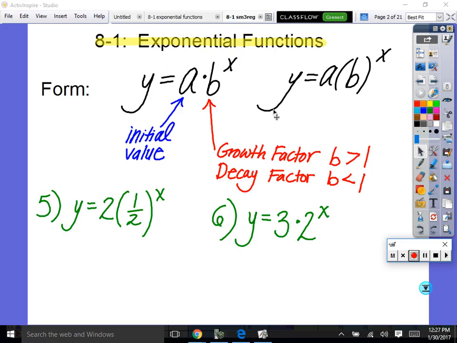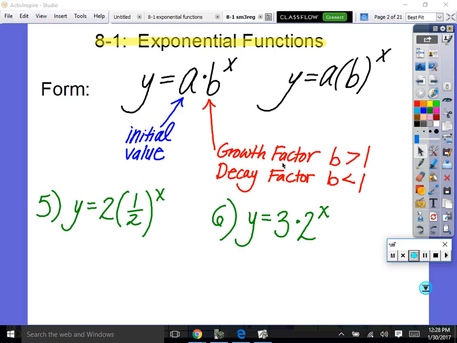Okay, saying that again. Exponential functions have the form y is equal to a times b raised to the x. So a couple things to note. A is not raised to the x. Only b is raised to the x. You may see it written with parentheses like this, a times b raised to the x, or you might not. Either way, same thing. So a is what we call our initial value. B is our growth or decay factor.